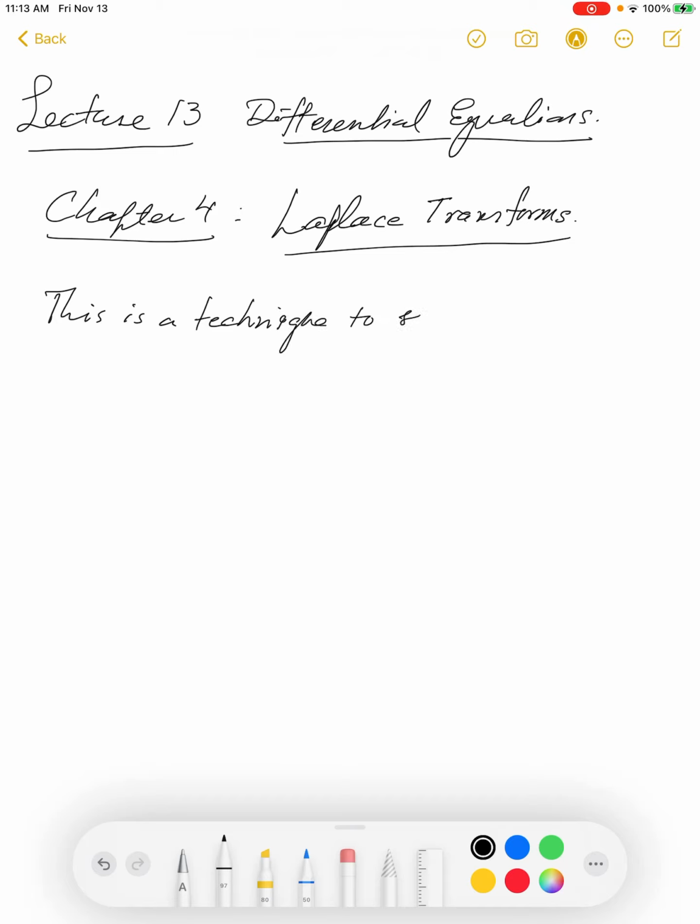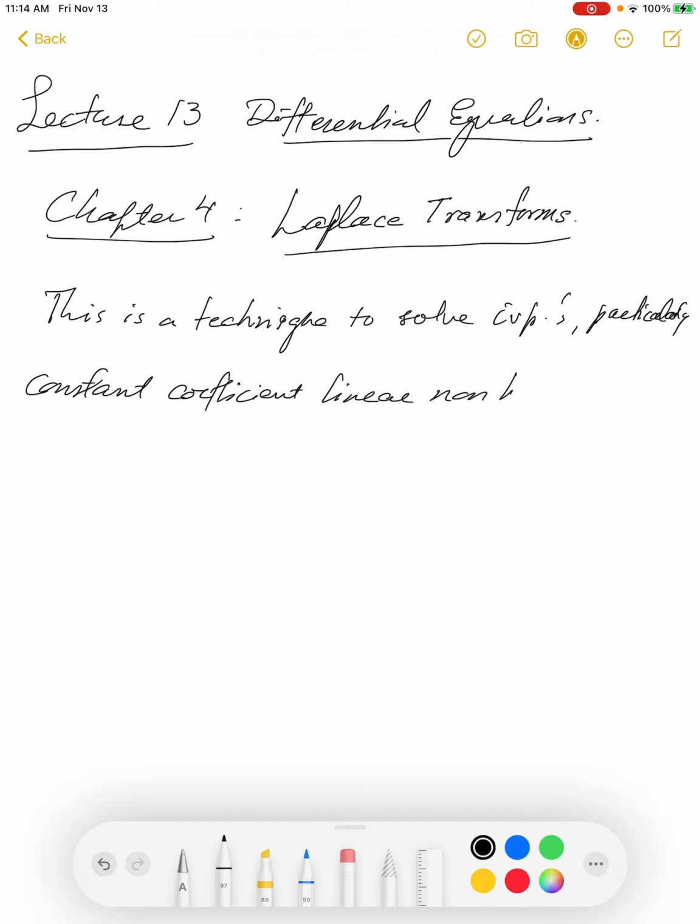This is a technique to solve IVPs, particularly constant coefficient linear non-homogeneous equations with discontinuous non-homogeneity, with discontinuous right hand side.